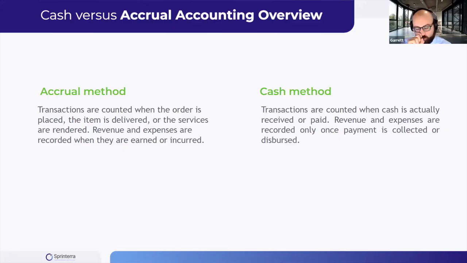From the cash side of things, cash accounting is where transactions are counted once the cash is actually received or paid. So revenue and expenses are recorded once the payment is collected or once the payment is dispersed. In essence, with cash accounting, you're recognizing revenue and expenses once the money changes hands, once you make that payment or once you receive that payment. That's the difference between the two, and we'll get into some of the nuts and bolts of that in these coming slides.